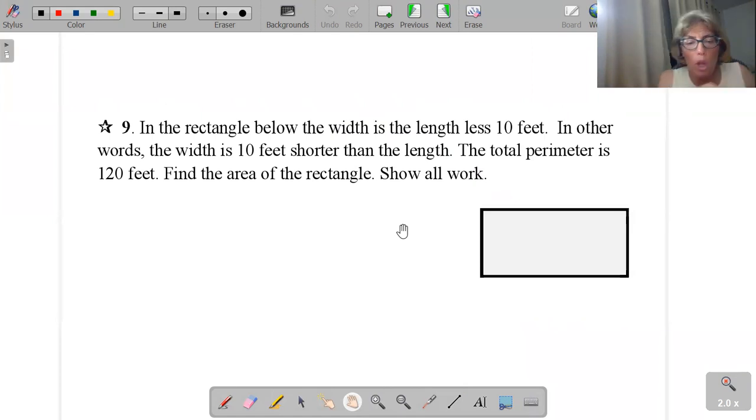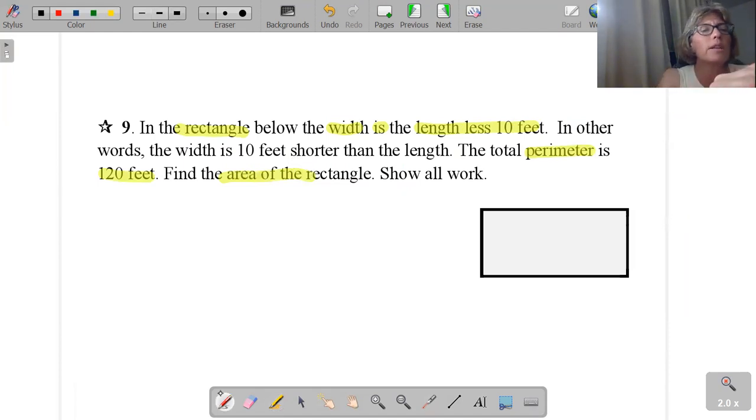In the rectangle below, the width is the length less 10 feet. In other words, the width is 10 feet shorter than the length. The total perimeter is 120 feet. Find the area of the rectangle. Highlight, we have a rectangle. Width is the length less 10 feet. Total perimeter 120. Find the area.